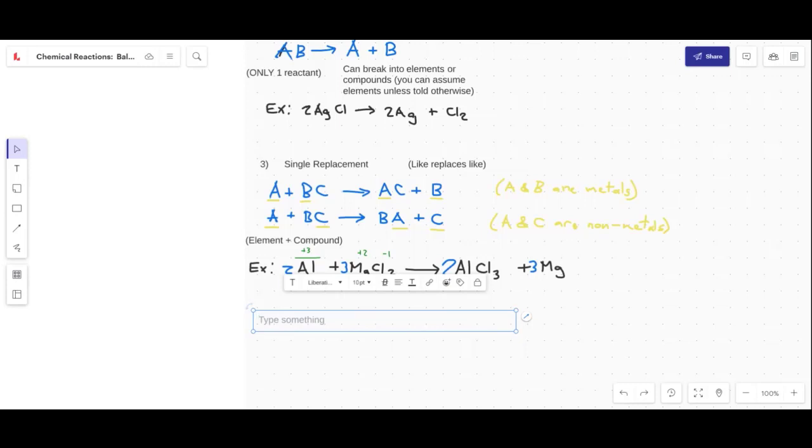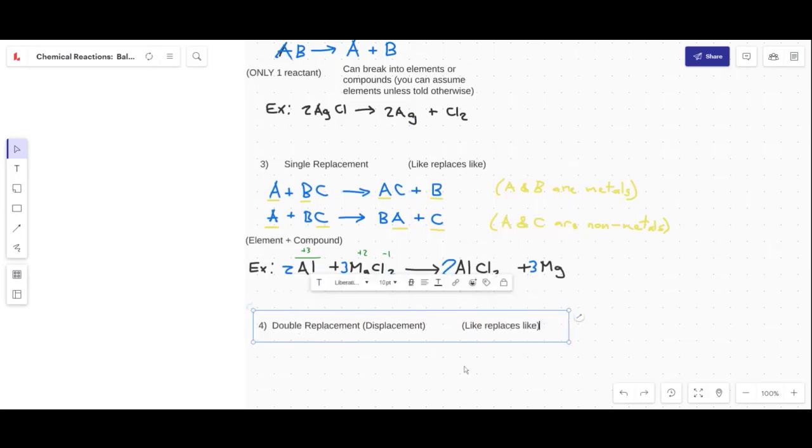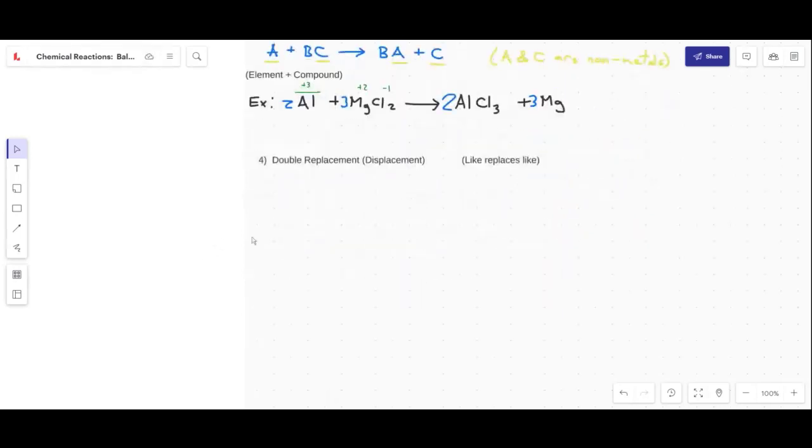All right. So, number 4 type of reaction. This is very similar to the single replacement reaction. It's called a double replacement. And by the way, sometimes you'll see it listed as a displacement, double displacement, or double replacement. It doesn't matter which term is used, it means the same thing. But the same principle applies here, in that you're going to have to use the like replaces like rule.